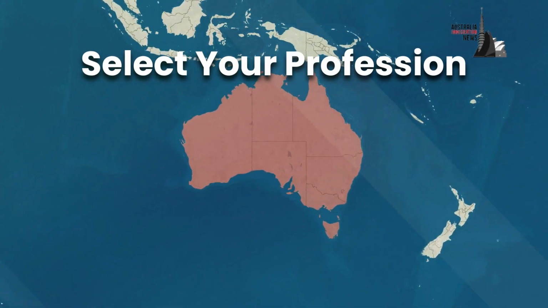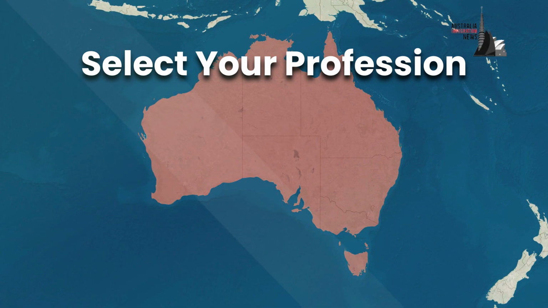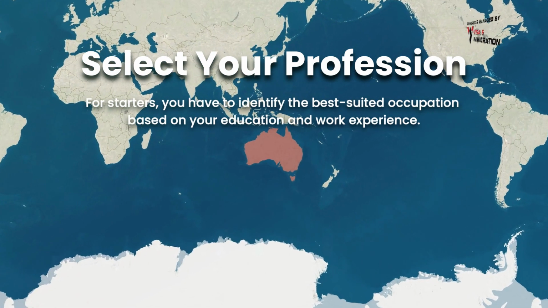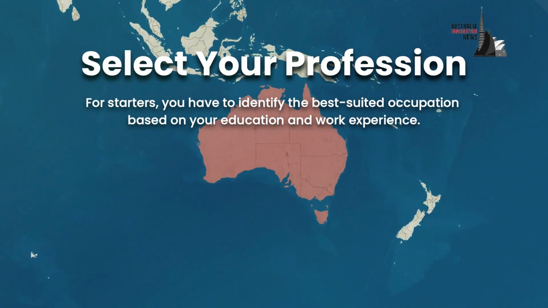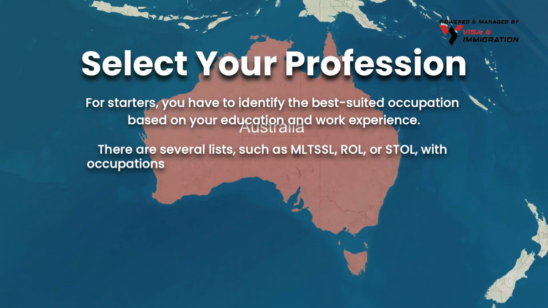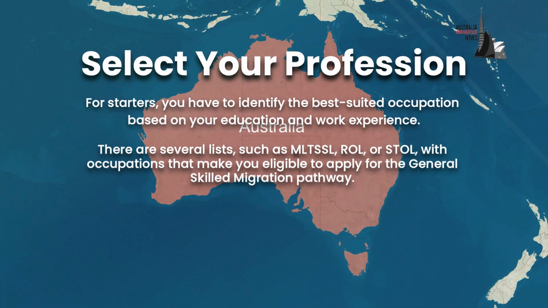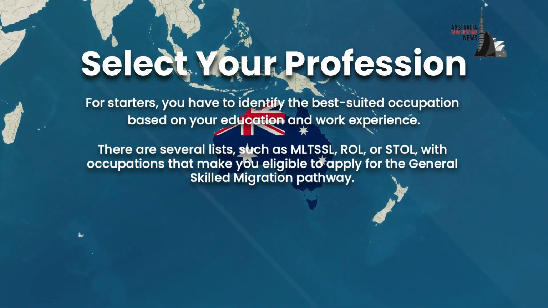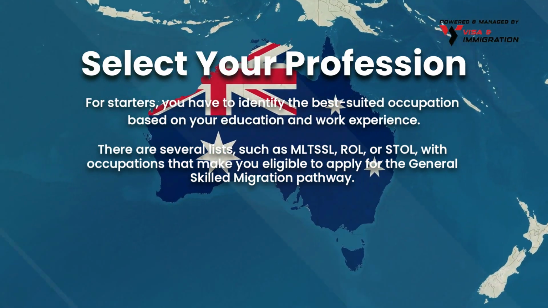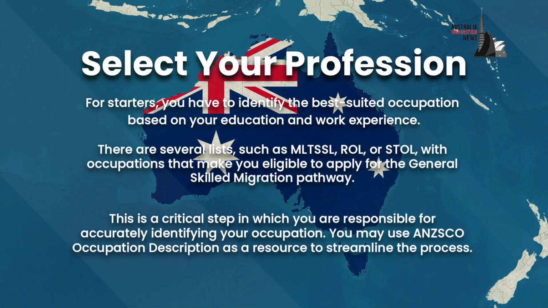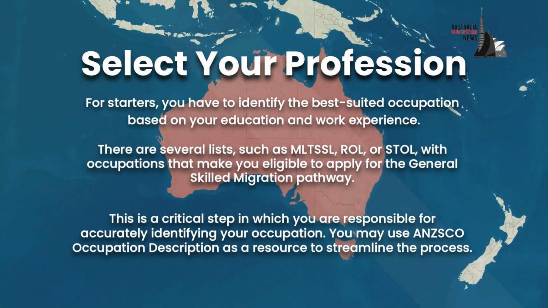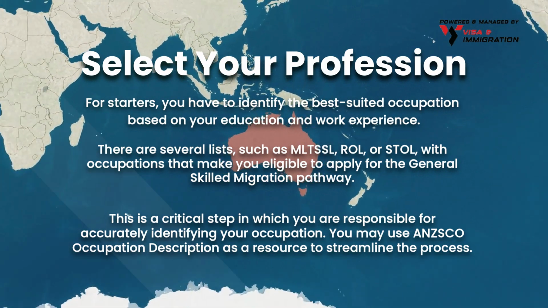First step is to select your profession. For starters, you have to identify the best suited occupation based on your education and work experience. There are several lists, such as MLTSSL, ROL, or STOL, with occupations that make you eligible to apply for the General Skilled Migration pathway. This is a critical step in which you are responsible for accurately identifying your occupation. You may use ANZSCO occupation description as a resource to streamline the process.